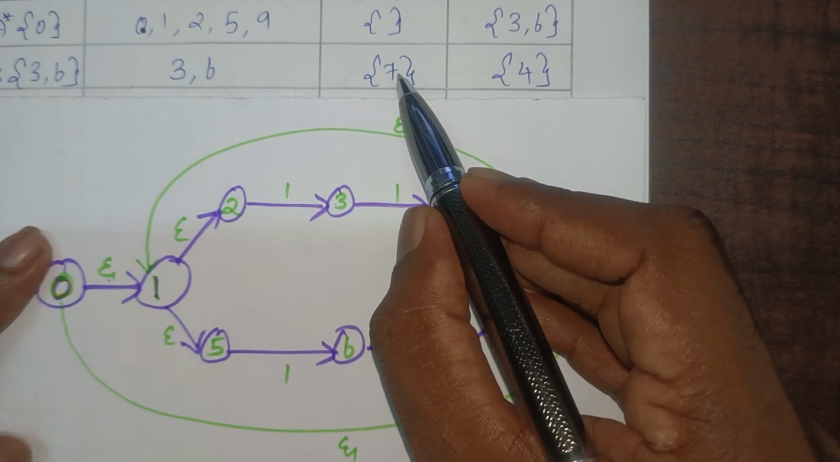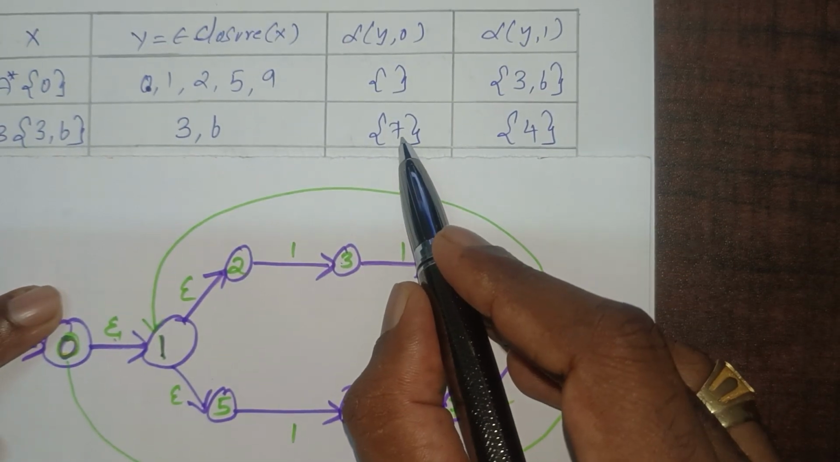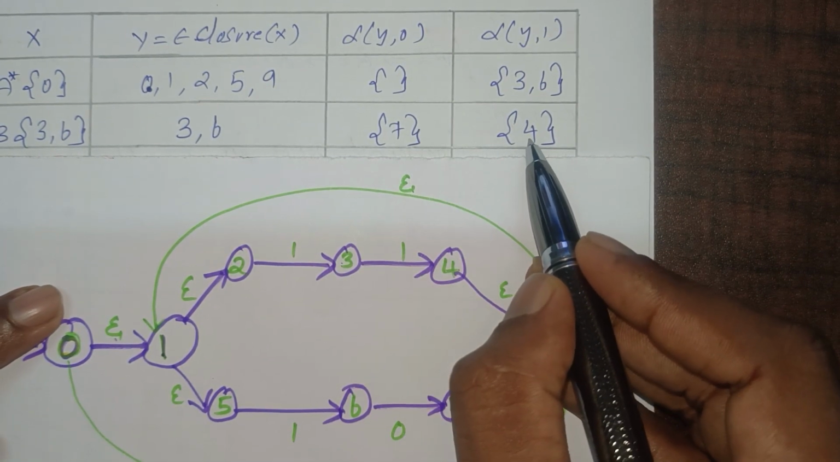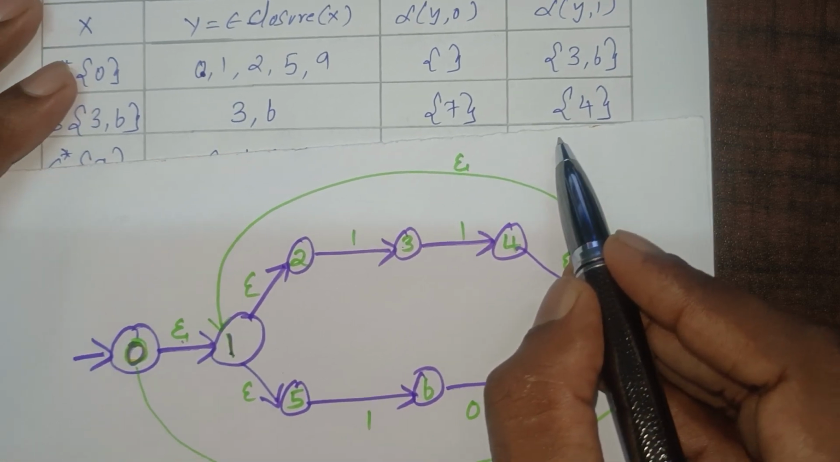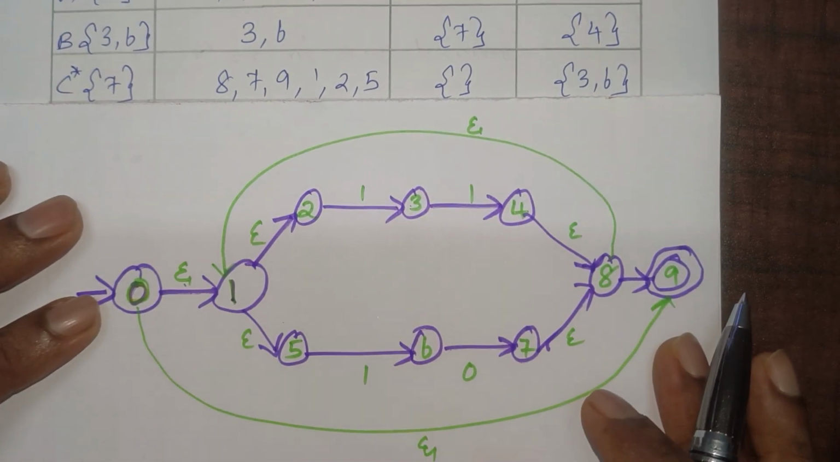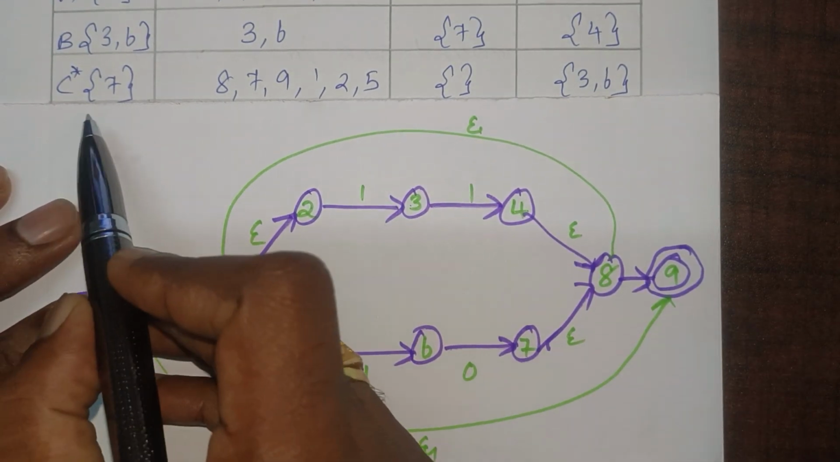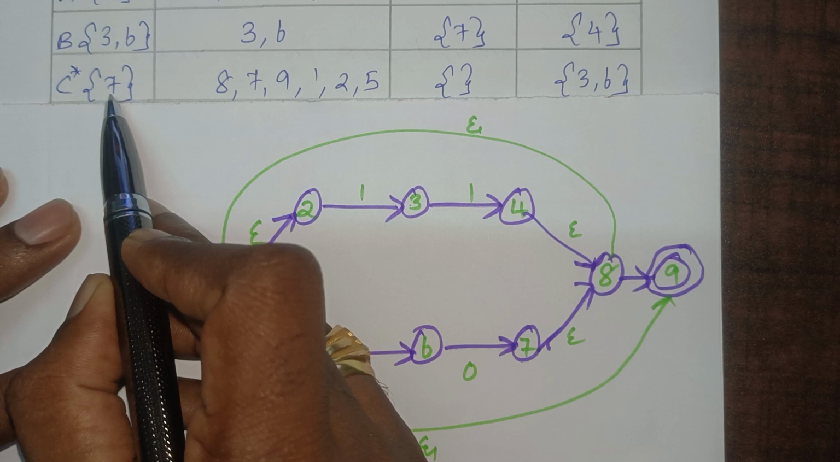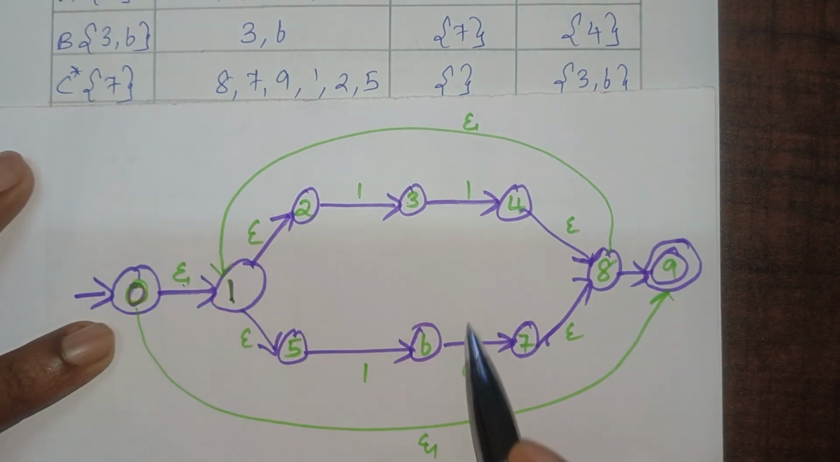So I got 2 new states here. Number 1 is 7 and number 2 is 4. I hope you people understood how this 7 and 4 have been considered as new states, right? So let me take you to the next level. So I am going to show here the new state 7. Find the E closure for this 7.